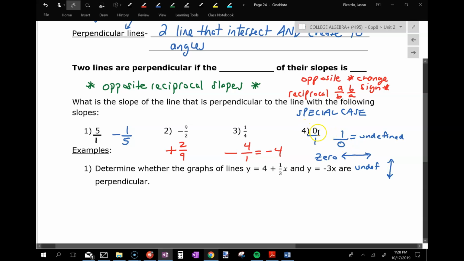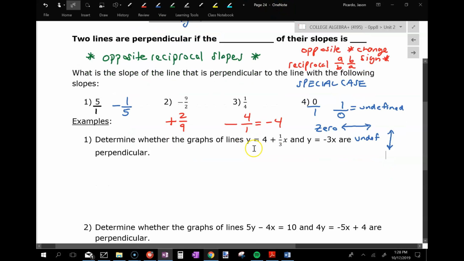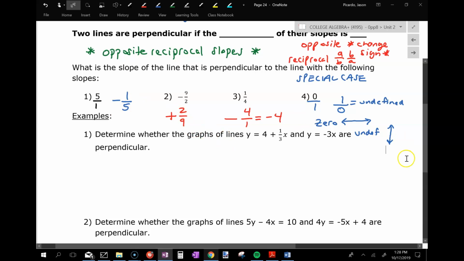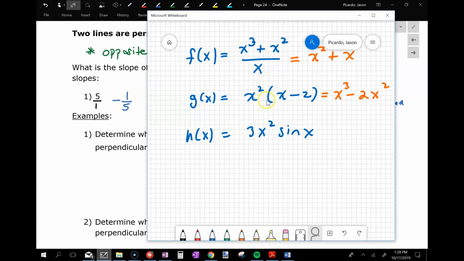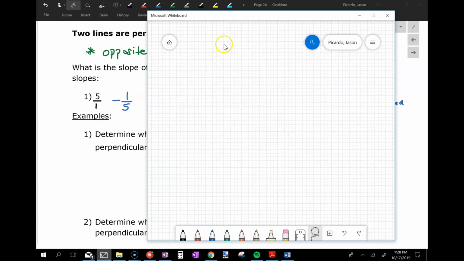So if somebody says, what's perpendicular to 0? You say undefined. If somebody says, what's perpendicular to undefined? You say 0. Cool? All right, so the blanks. There's something kind of weird here, guys. If I was to take all of these answers, this is a good way to check to see if you've done your work right.